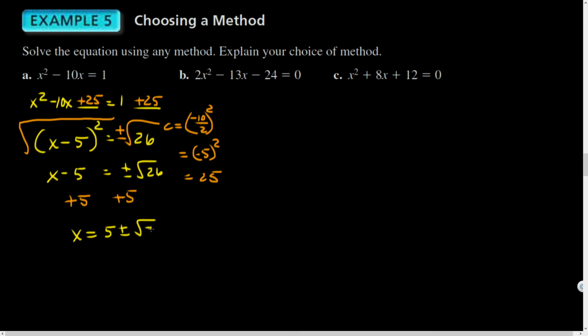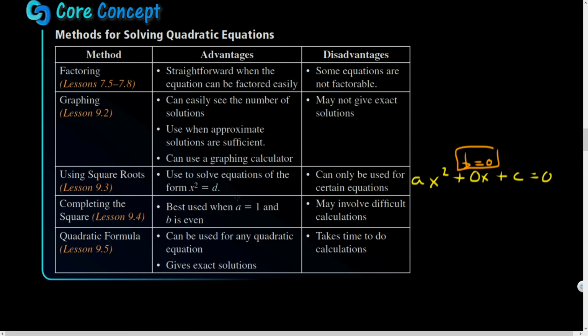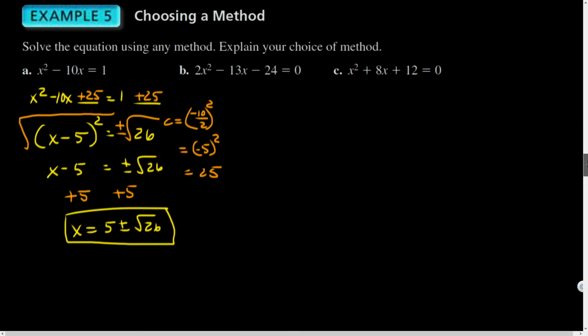So 5 plus or minus square root of 20. Now, why did I choose this? Because the a term was 1 and the b term was even. So it wouldn't be a bad idea to flip back to this little table. Try to consider when to use which method.